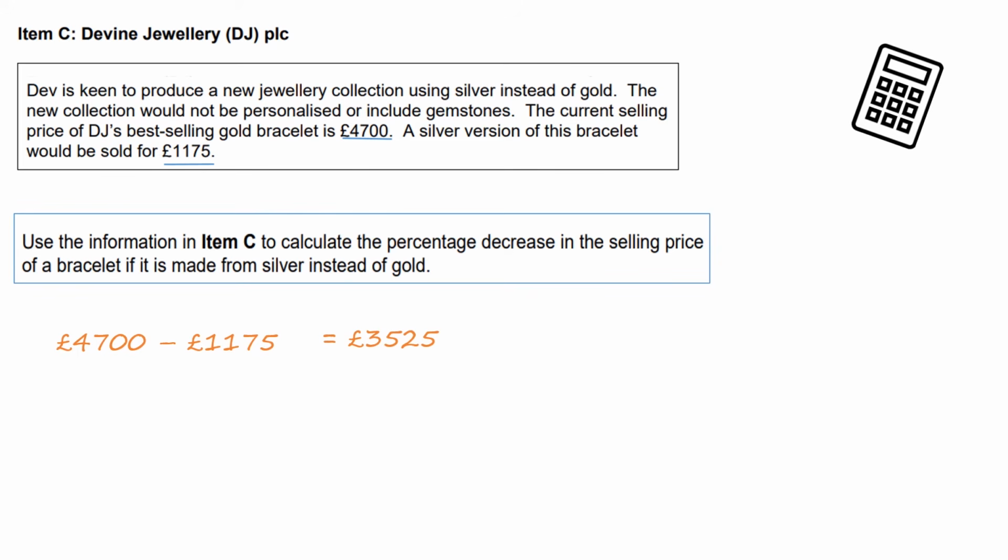And then we need to divide that by the old price and times by 100. So that's £3,525 divided by £4,700 times by 100, and it would give us the figure of 75%. That was quite a tricky one.